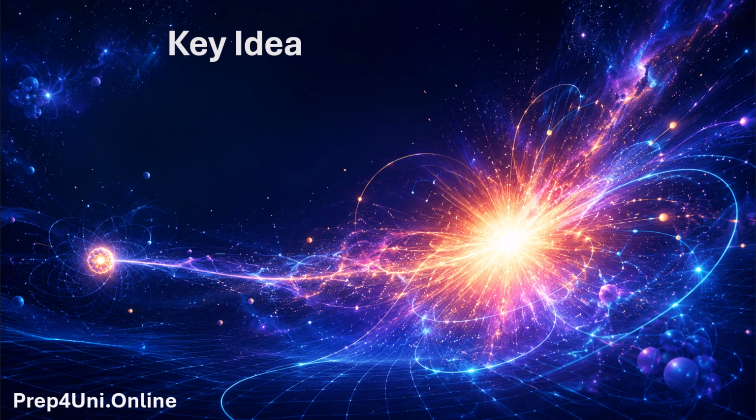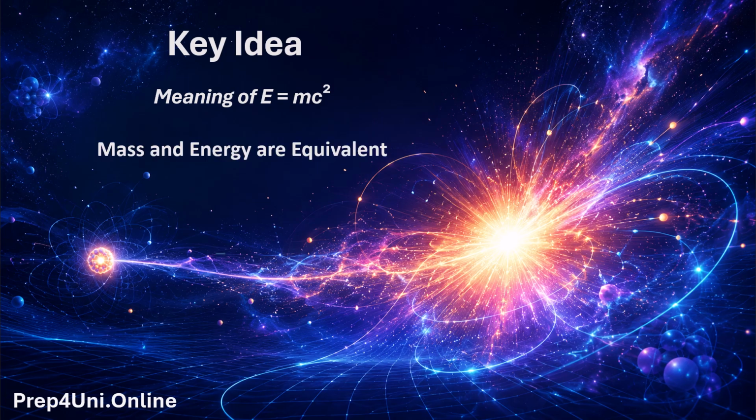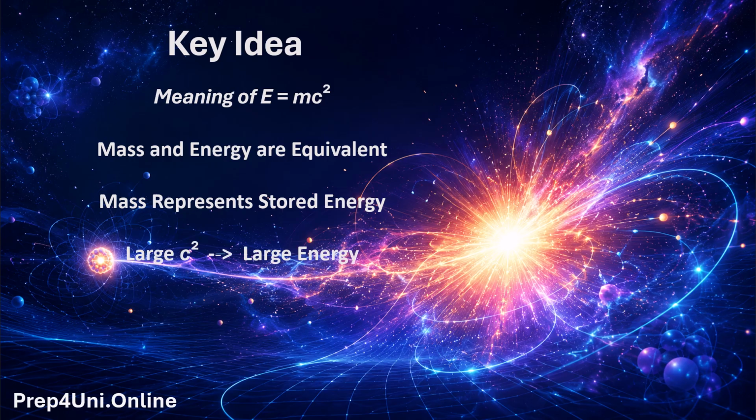Let us now gather the key idea. E equals mc² tells us that mass has an energy equivalent. Mass is not just passive matter. It represents stored energy. Because the speed of light squared is so large, even a tiny amount of mass corresponds to a huge amount of energy. This explains why nuclear reactions can release so much energy. It also helps explain why the sun shines and why particle physics can transform energy into matter. The key takeaway is simple: mass is stored energy.